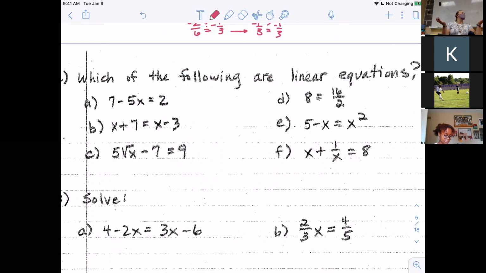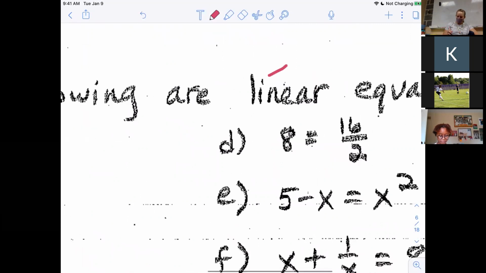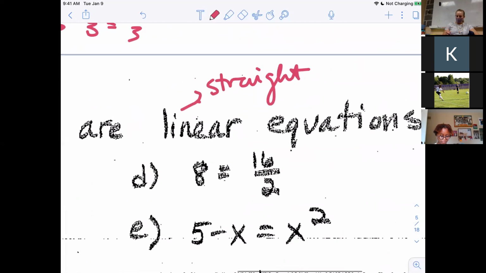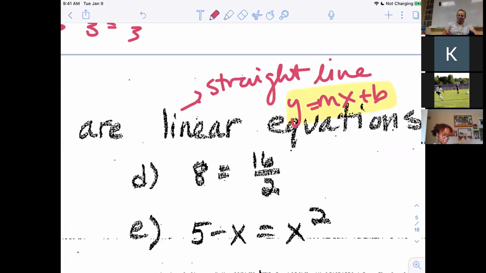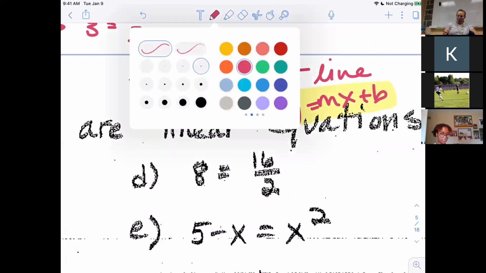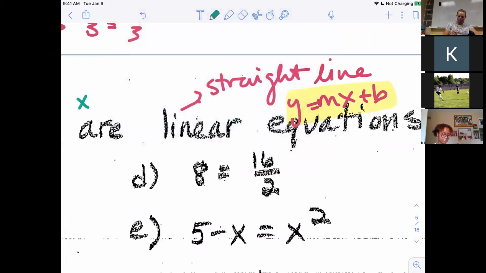What is a linear equation? Straight line. Straight line? Anything else? Do you remember like the general equation you learned in Algebra 1? Y equals mx plus b. If it's in this form at all, it's linear. Can it be x squared? Is that linear? No. Nope.